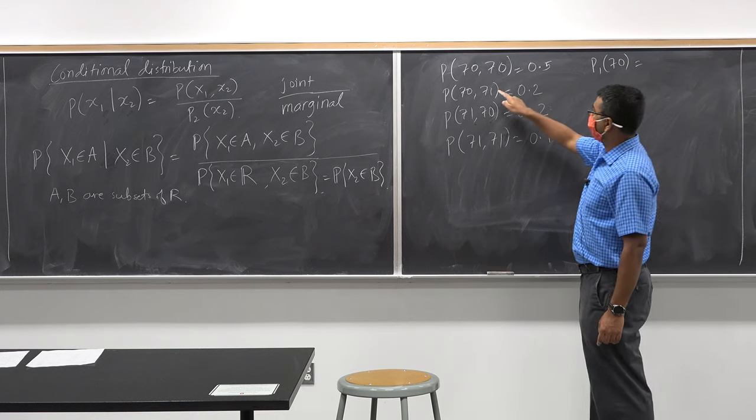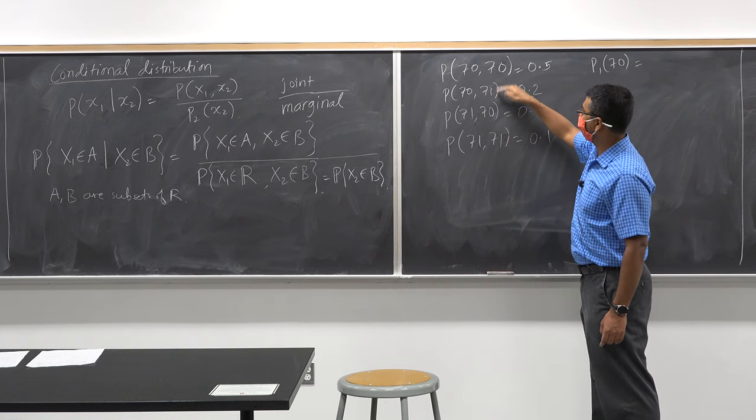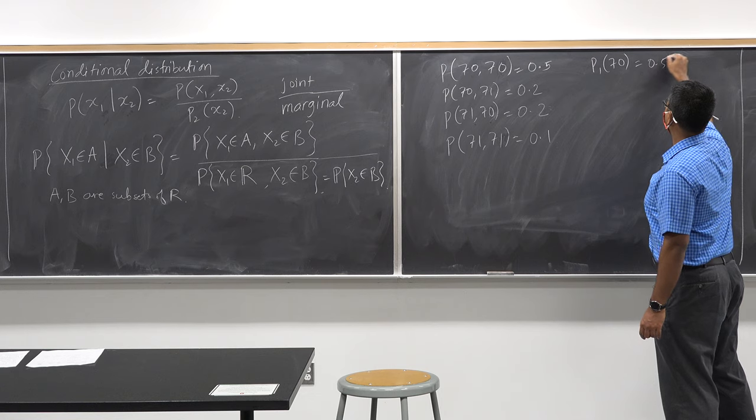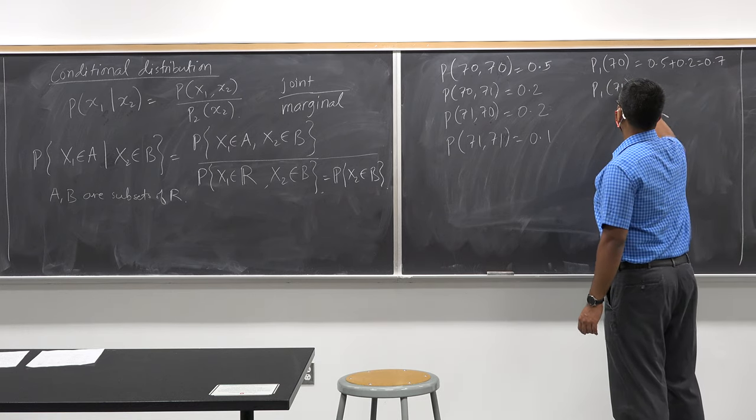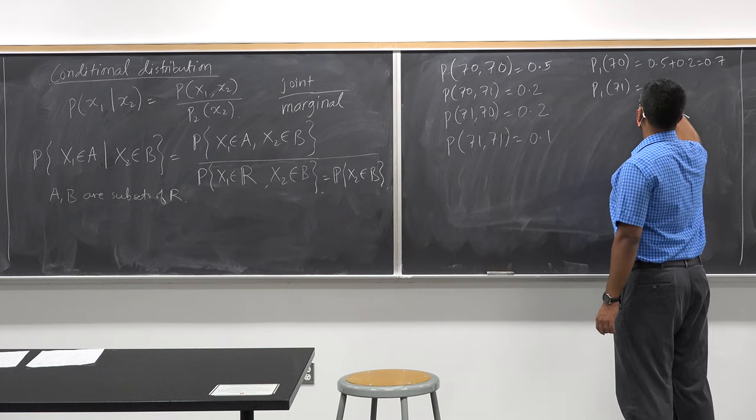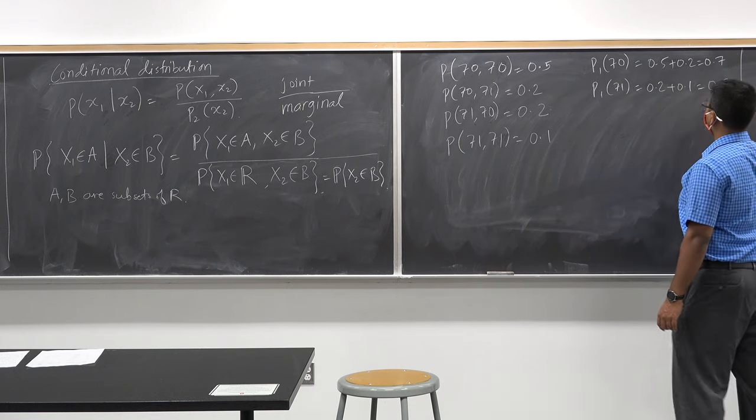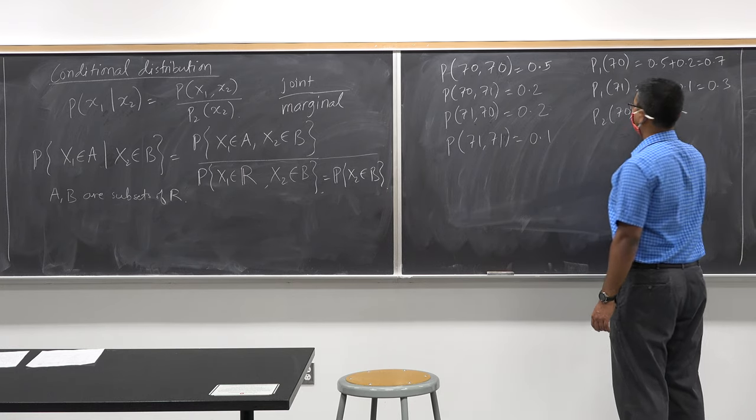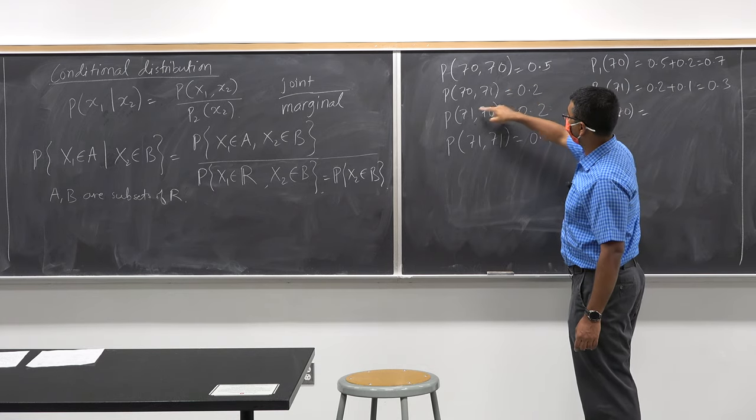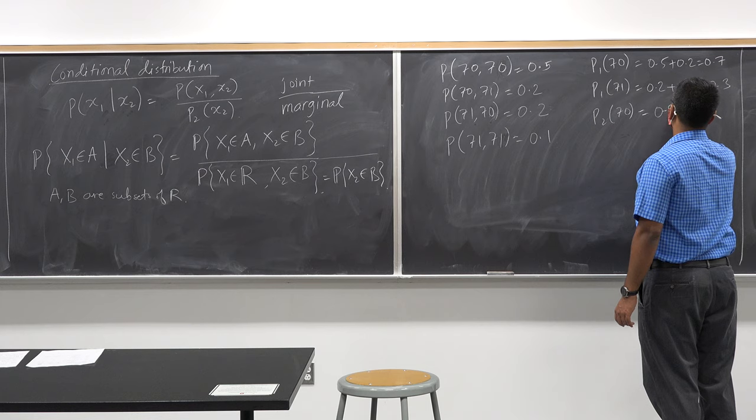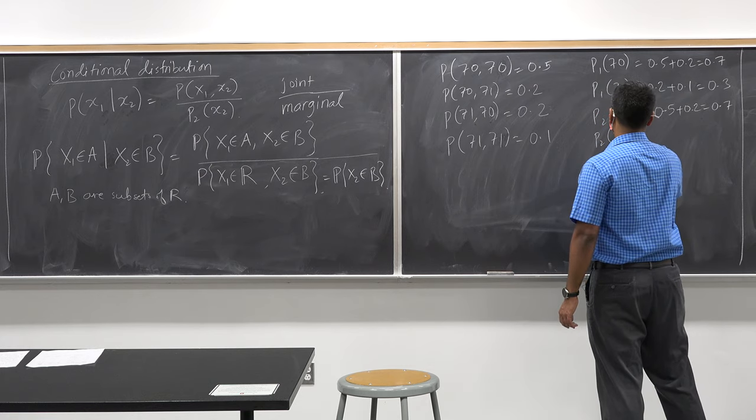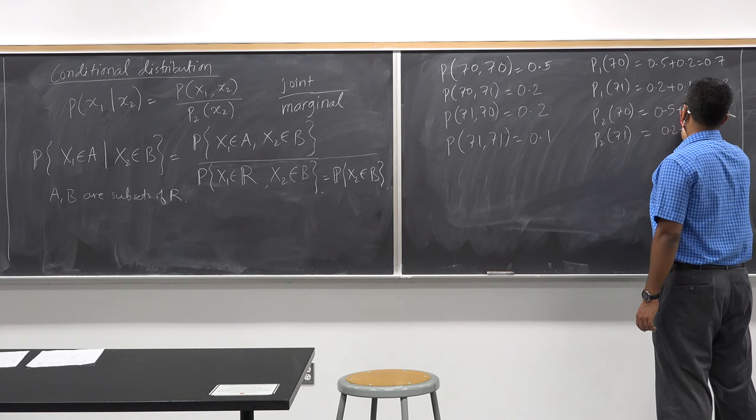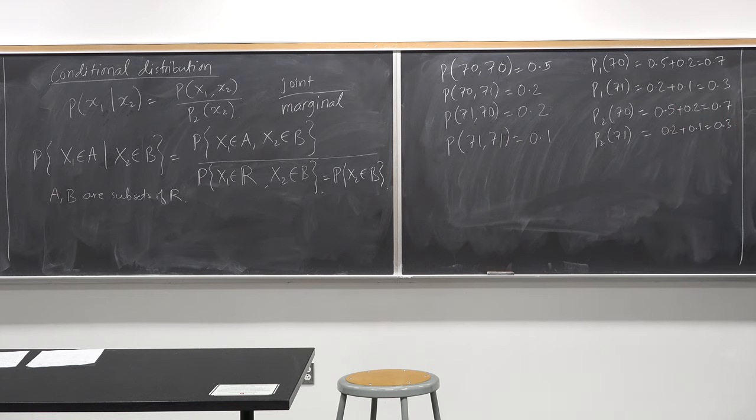So I just have to keep x1 constant. I have to keep the 70 constant, and sum over all possible values of x2. So that 0.5 plus 0.2 equals 0.7. What is P1 of 71? 0.2 plus 0.1 equals 0.3. What is P2 of 70? I have to keep 70 constant as x2, and sum over all x1. So 0.5 plus 0.2 equals 0.7. And P2 of 71 is 0.3. This is how we would compute the marginal distribution.